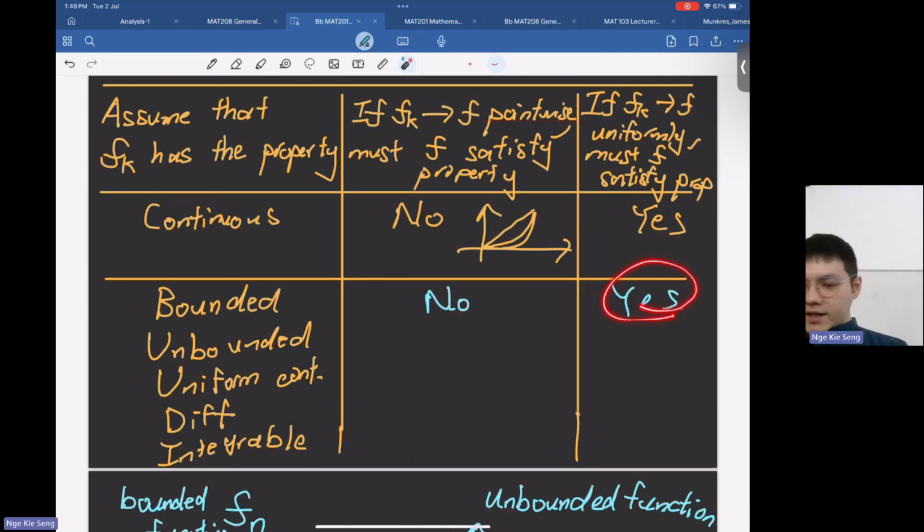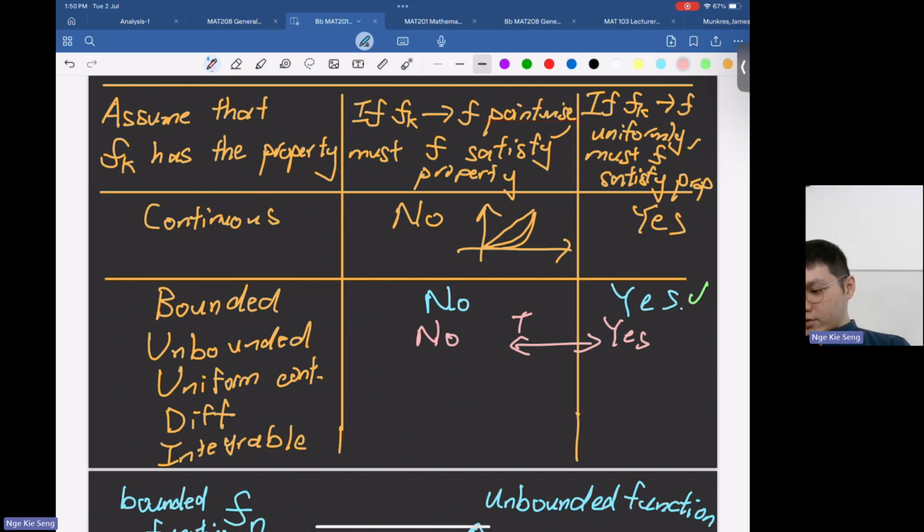So for the bounded case, I think we leave it as an exercise here. We don't prove it. Leave it as an exercise; I will provide the proof. It's a very good exercise to prove whether you can use uniform convergence or not. And the unbounded case is no for pointwise, and yes for uniform. So for these two, we will put them into the tutorial.